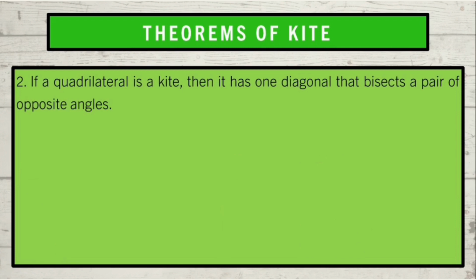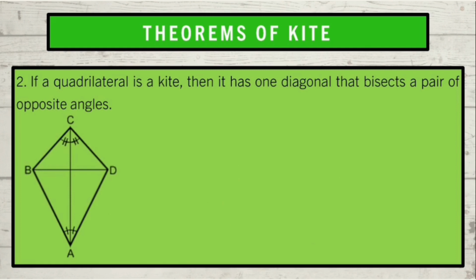It states that if a quadrilateral is a kite, then it has one diagonal that bisects a pair of opposite angles. So we have kite BCDA, and segment CA bisects angle C and angle A. By bisecting angle C, angle BCA and angle DCA formed, while bisecting angle A, angle BAC and angle DAC formed. Therefore, angle BCA is congruent to angle DCA. Same with angle BAC is congruent to angle DAC, since segment CA bisects the two angles.